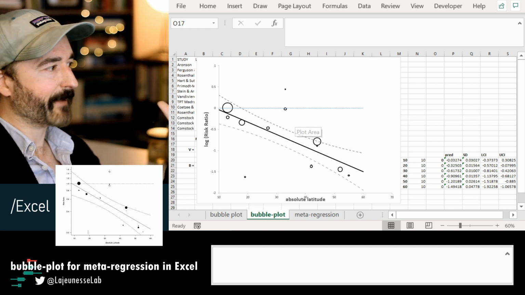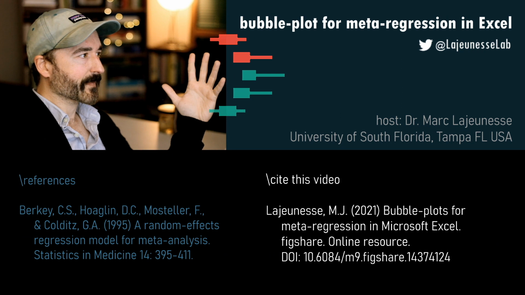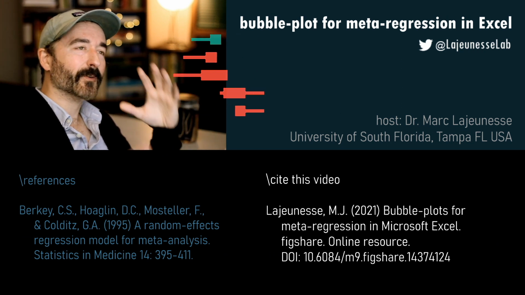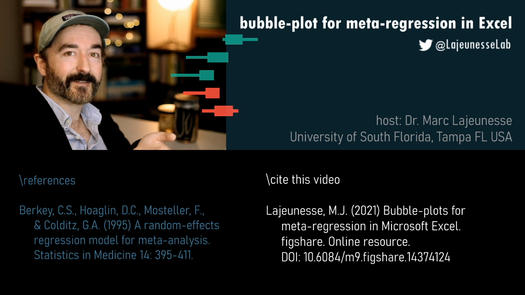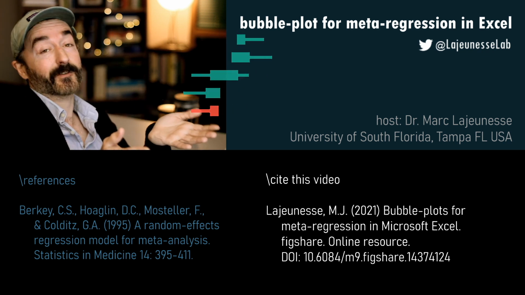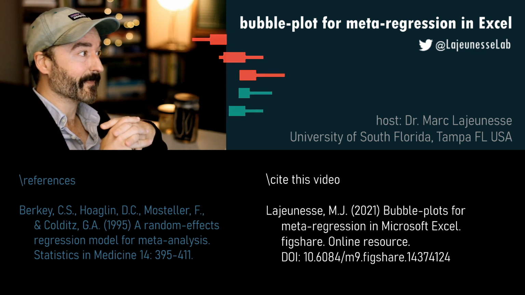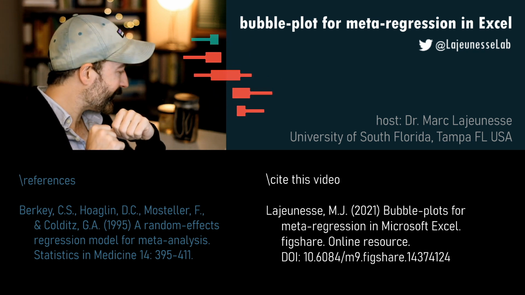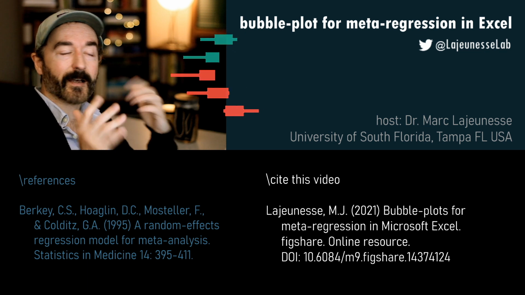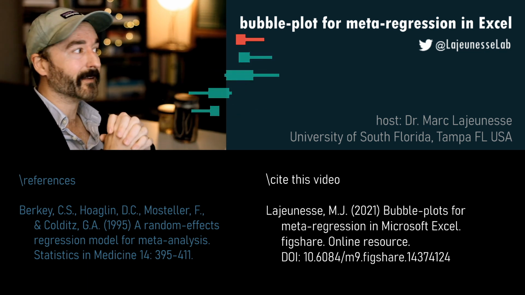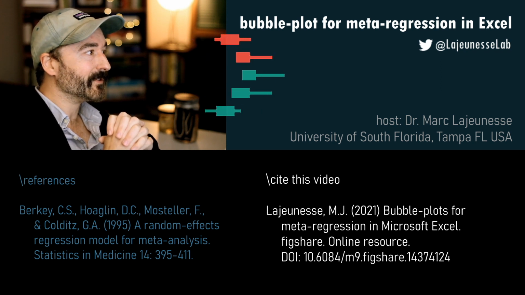Again, just to emphasize, it's not easy to do this in Excel because there's no way to do a weighted regression analysis in Excel, or in particular a random effects meta-analysis or meta-regression in Excel. And so feel free to check out my previous video to estimate those things, and then we could build the bubble plot. So hopefully this video was useful for you.